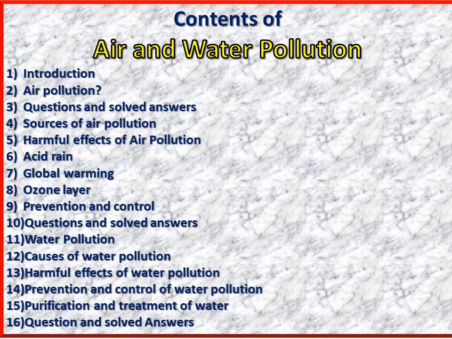Today we will explain water pollution. Now the contents of air and water pollution. First, introduction. Second, air pollution. Third, questions and solved answers. Fourth, sources of air pollution. Fifth, harmful effects of air pollution. Sixth, acid rain. Seventh, global warming. Eighth, ozone layer.